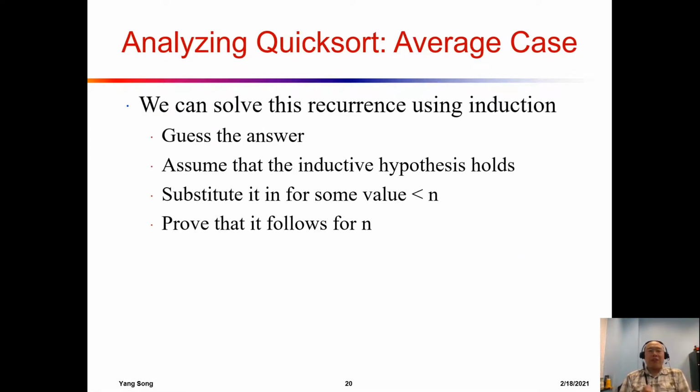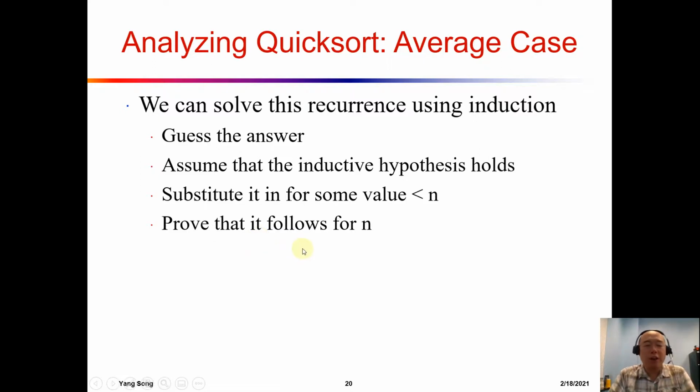So we are going to use induction here. At the very beginning of this course, you hated induction, and now this is a perfect time to use it. For this induction, we want to prove that for the average case, the time complexity of quicksort is still O(n log n). Our process will be, number one, we want to guess the answer. After we have the guess, we assume that the induction holds, and then we substitute using a small value, and then we prove that for the higher value, this assumption also holds.